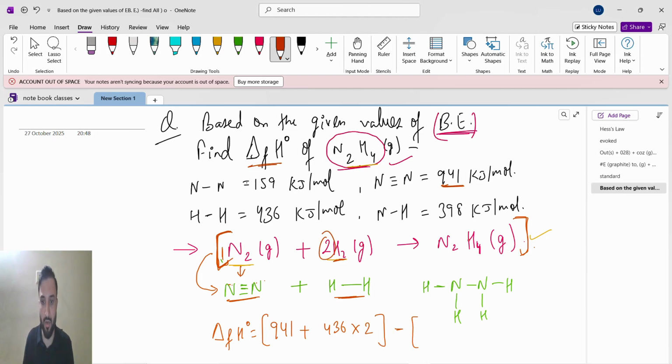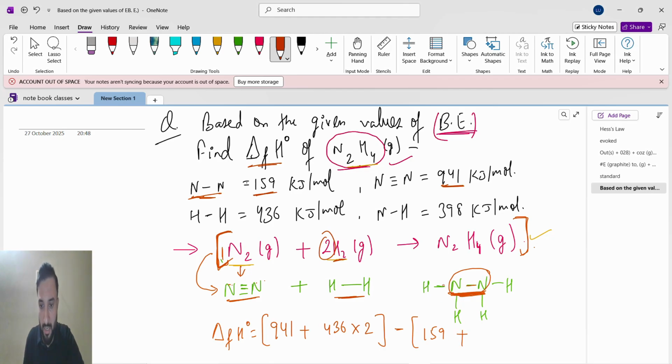Minus, we will write for the product. Product is very important, guys. In the product we have N N single bond. N N single bond is 159, and how many? 1, so 159 into 1 is 159. N N single bond, value is 159, just 1, so 159 into 1.